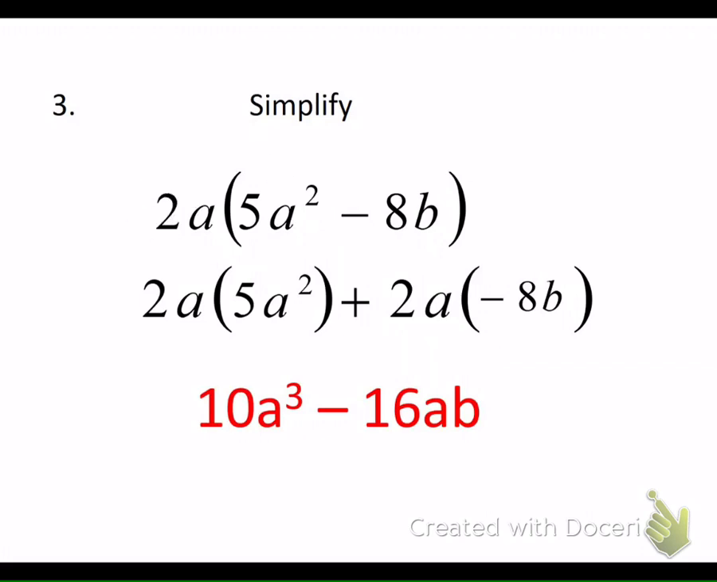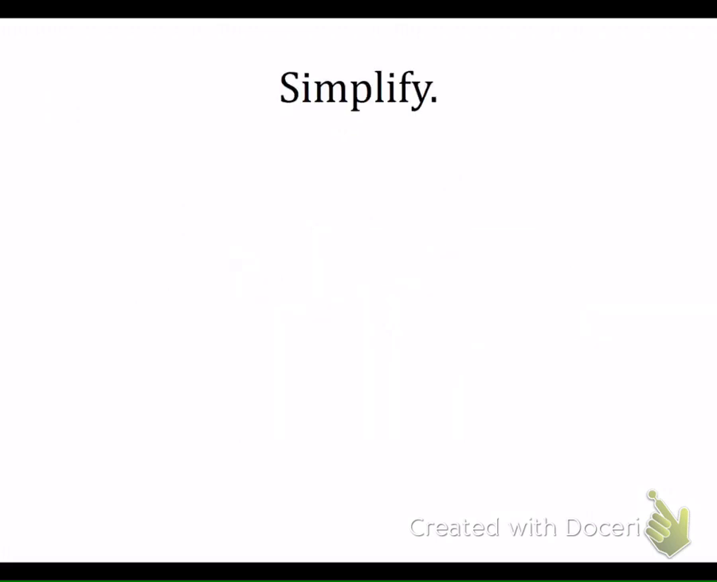Yes, ma'am. How did we get to 3 again? We added the a. We have a to the first and a to the second. So there's like a 1 here, and they each have their own base of a, so you just add the exponents. We good? All right, here is number 4. Questions now?